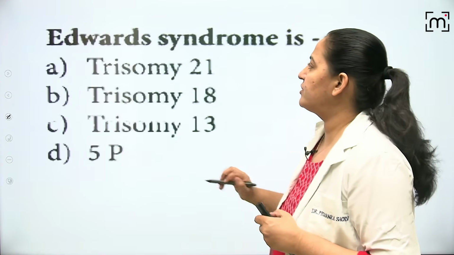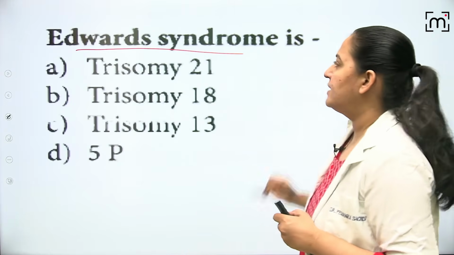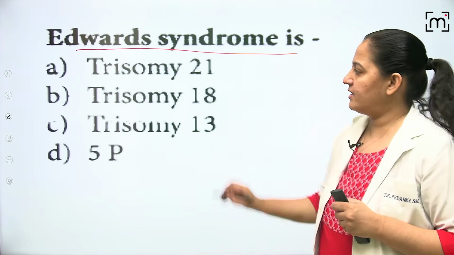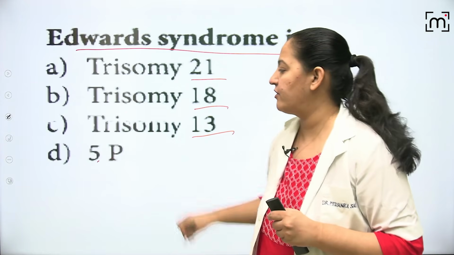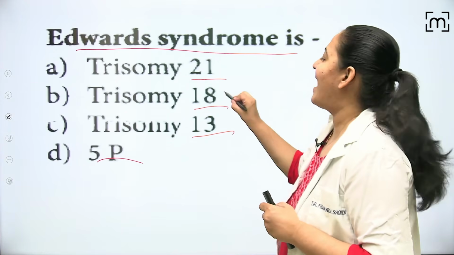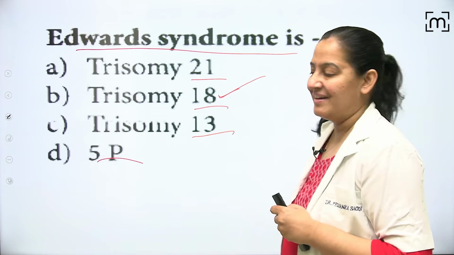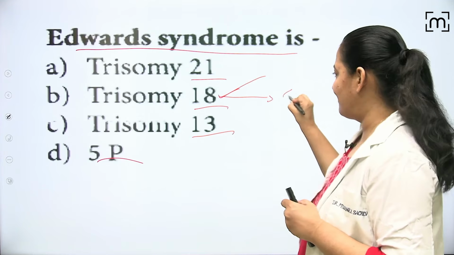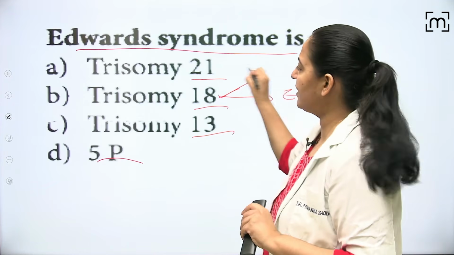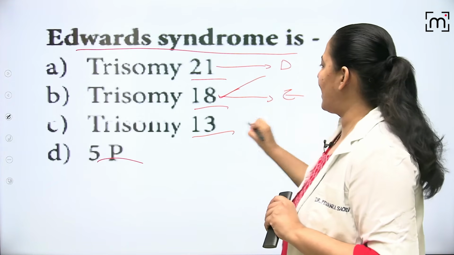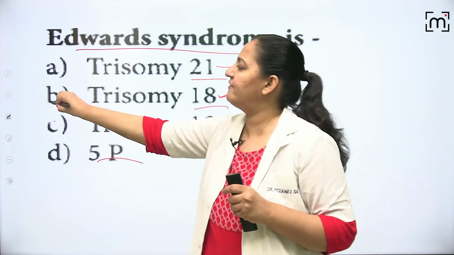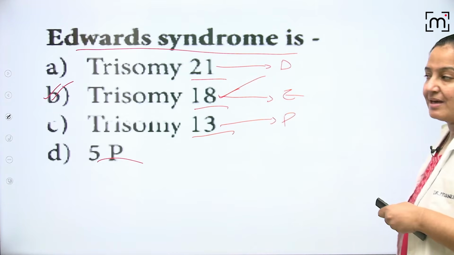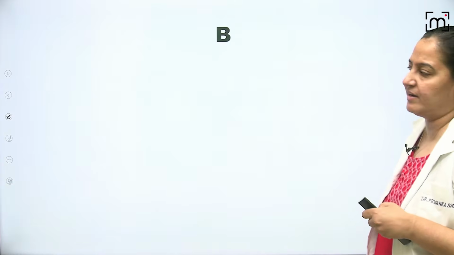The next question is in front of you. Edward syndrome is trisomy of which chromosome? Is it trisomy of 21, 18, 13 or 5p? So Edward is trisomy of 18. Trisomy of 18 is known as Edward. Again, I am revising. Trisomy of 21 is Down and trisomy of 13 is Patau. So the correct answer here is B. Because Edward is asked in the question, we all will go with B.